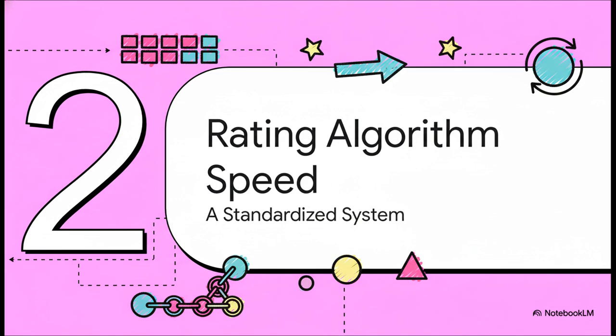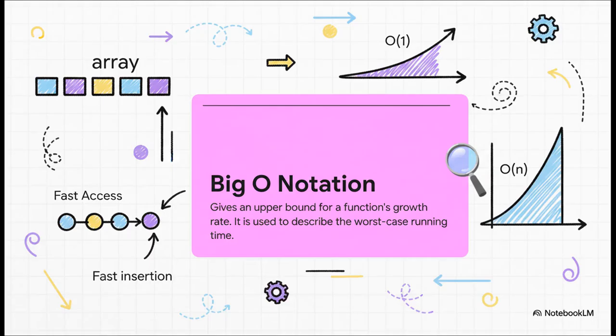Now, if we're going to compare different ways of doing things, we need a standardized rating system, right? We need a way to score an algorithm's efficiency so we can make the smart choice. And in the world of computer science, that rating system has a very specific and kind of famous name. And that name is Big O notation. I know, it sounds super technical, but stick with me. The idea is actually pretty simple. Big O just gives us a label to classify how much work something takes as our data grows. It's all about the worst case scenario.